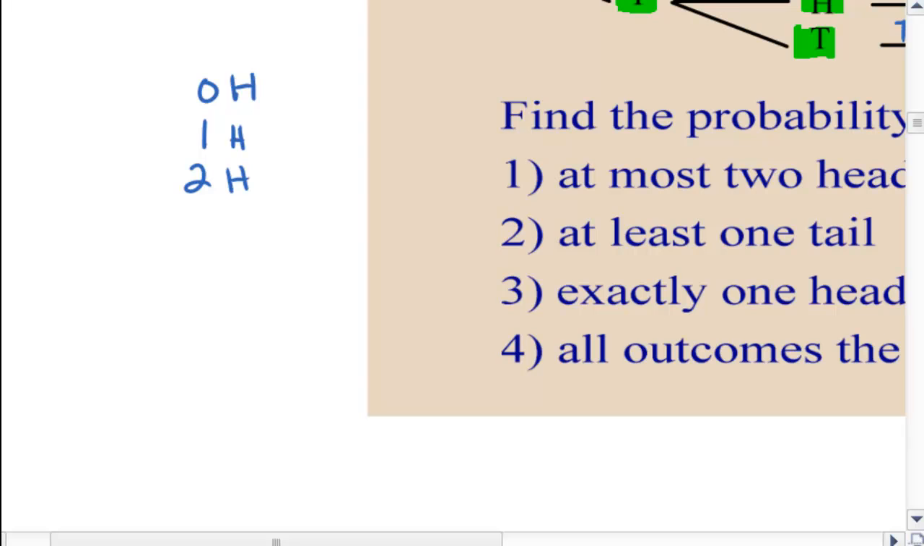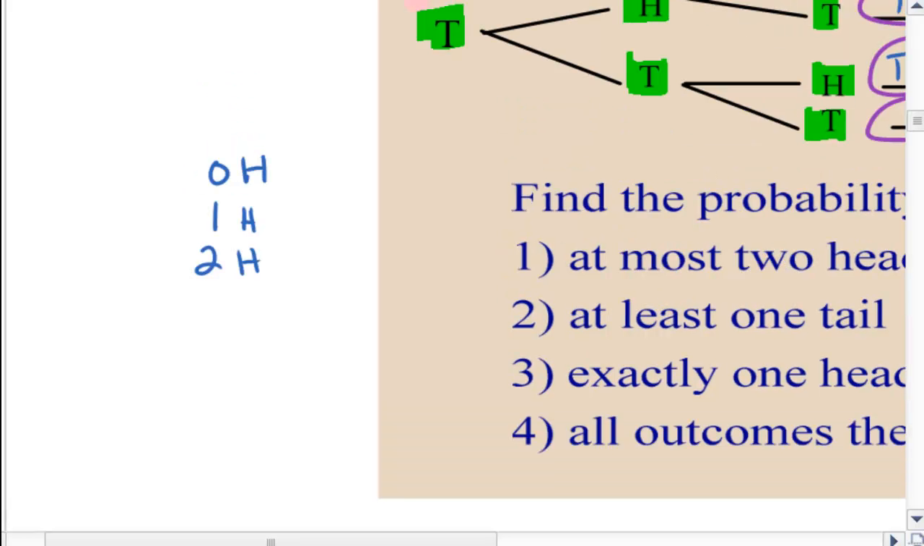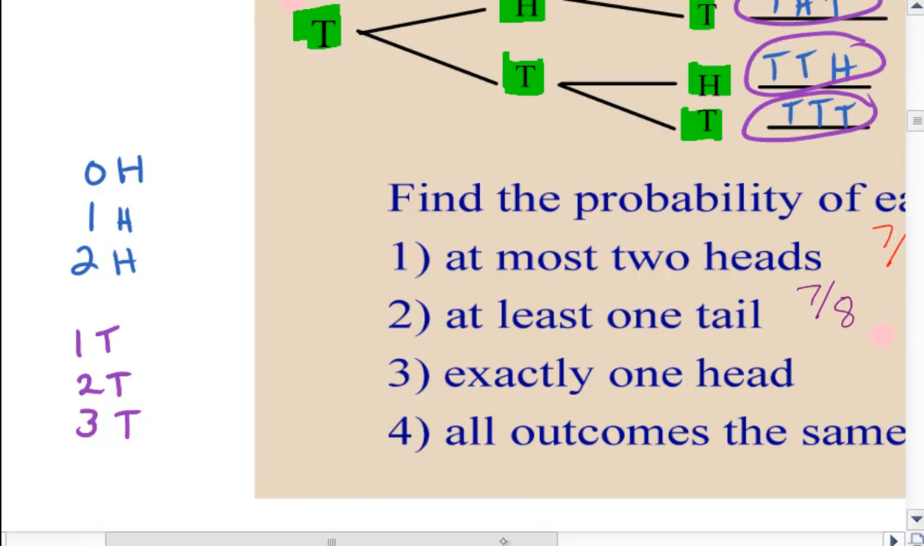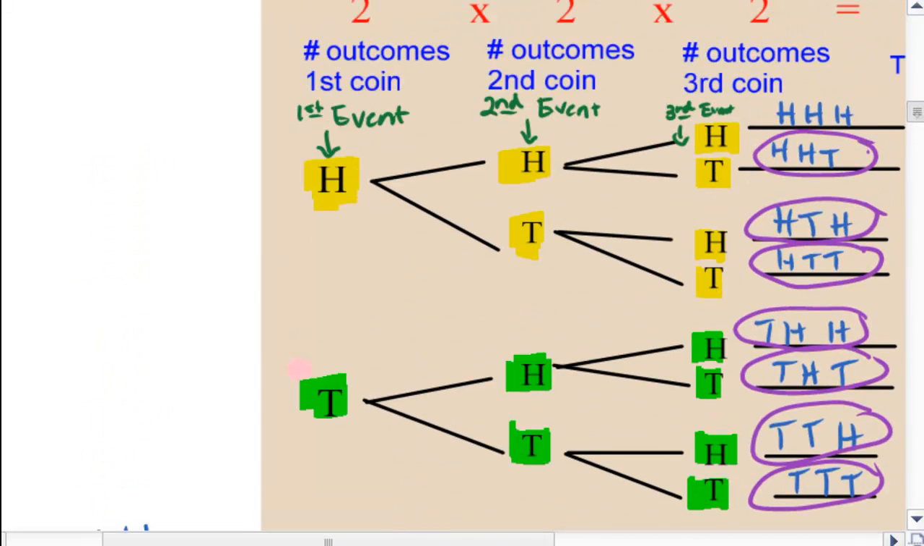Next, find at least 1 tail. What's the probability of getting at least 1 tail? At least 1 tail would be 1 tail, 2 tails, or 3 tails. So let's see if you got what I got. I got 7/8. So again, it's actually the same 7/8. Everything except for heads, heads, heads.